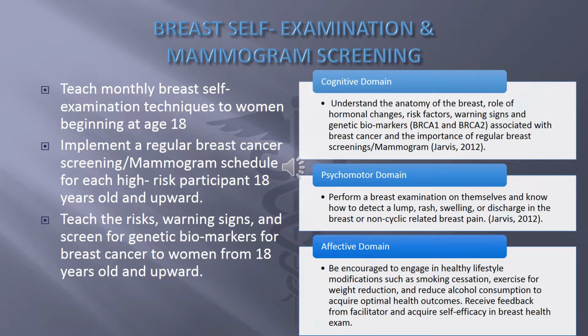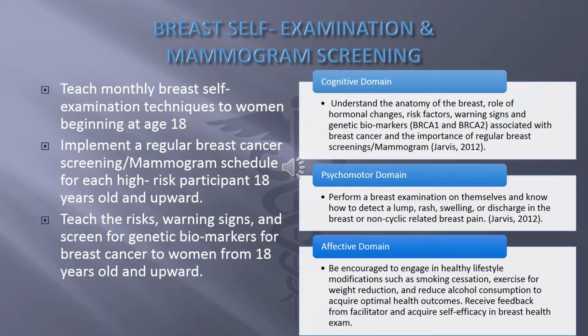These three objectives fulfill three domains. The cognitive domain will consist of the understanding of the anatomy of the breast, the role of hormonal changes, the risk factors and the warning signs, and the genetic biomarkers associated with breast cancer, as well as the importance of regular breast screening and mammograms. In the psychomotor domain, the performance of the breast self-examination and knowing how to detect a lump, to detect a rash or swelling or any discharge in the breast or any non-cyclic related breast pain.